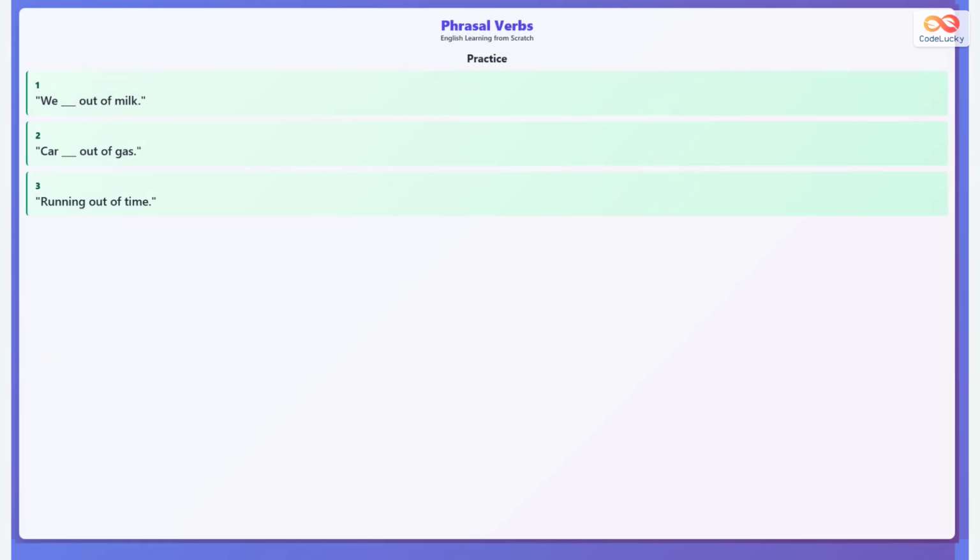Practice using run out. Fill in the blank: we blank out of milk. Answer is ran. Choose the correct word: the car blank out of gas. Answer is ran. Make a sentence: running out of time. Answer is we are running out of time.